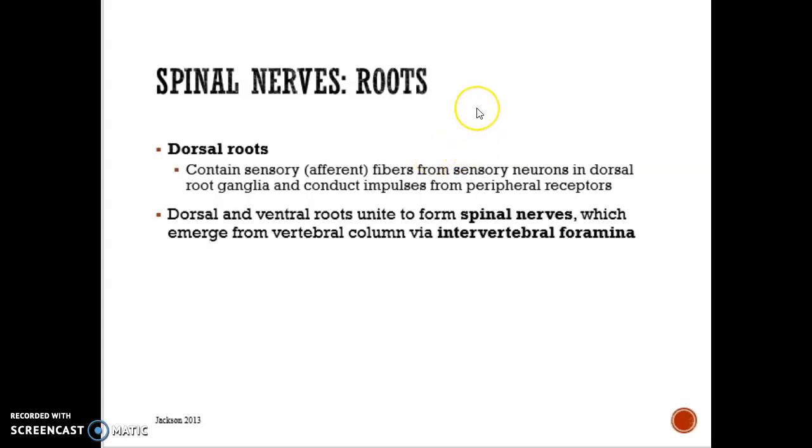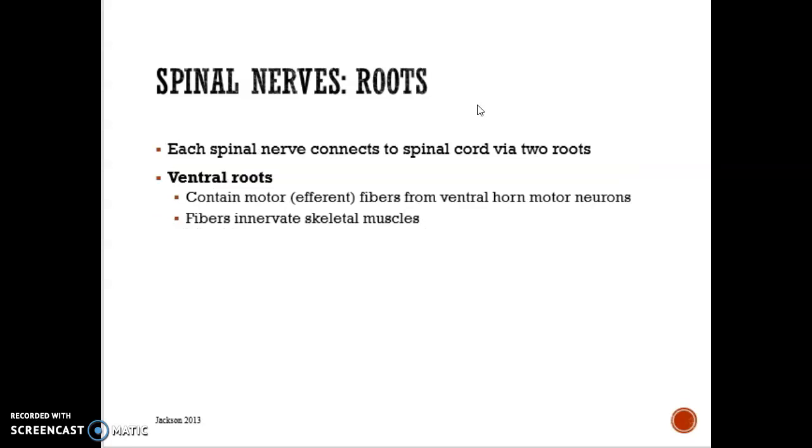The dorsal roots always have the sensory information. This is always going to be information going towards the brain. So we have a dorsal root and a ventral root, 2 pathways. Dorsal, afferent, towards the brain. Ventral, efferent, away from the brain.